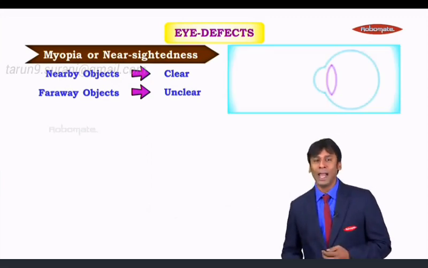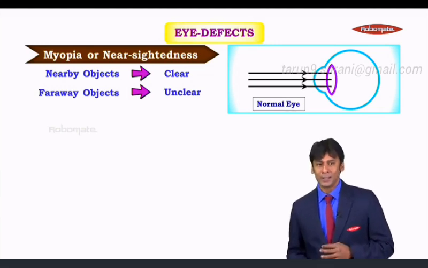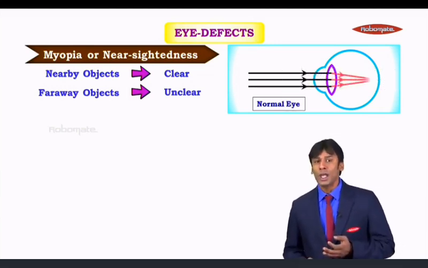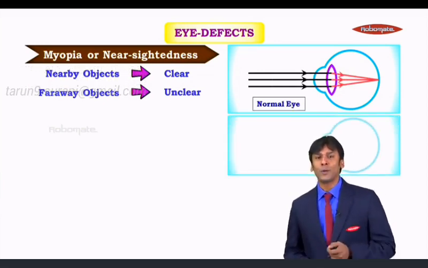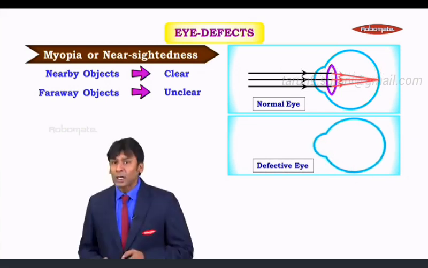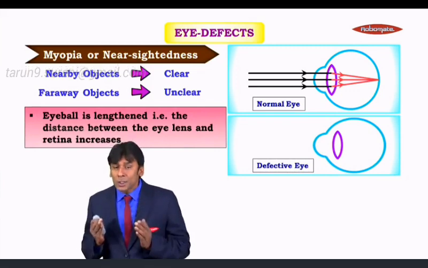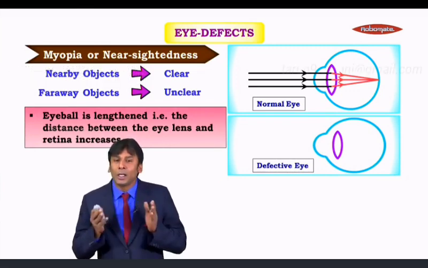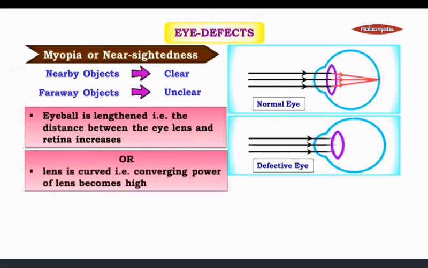Now what exactly happens? We know that in a normal eye, when light enters, it hits the eye lens, converges and falls on the retina. But in a person who is suffering from myopia, in this particular eye, firstly, the eyeball is lengthened. That is, the distance between the eye lens and the retina increases. Or in other terms, you can say the lens is curved, that is, the converging power of the lens becomes high.